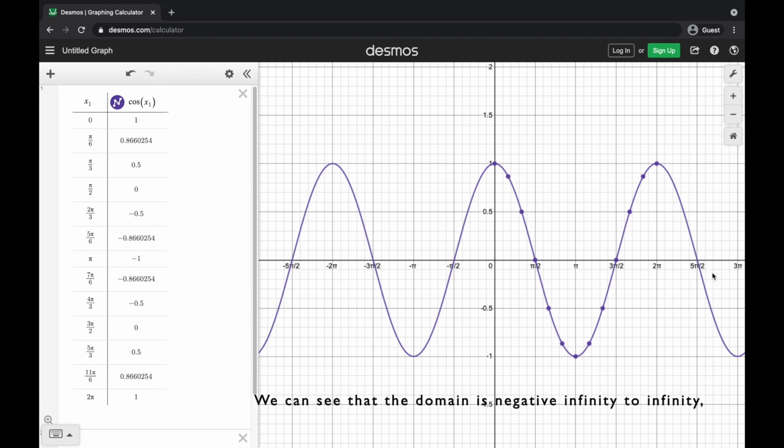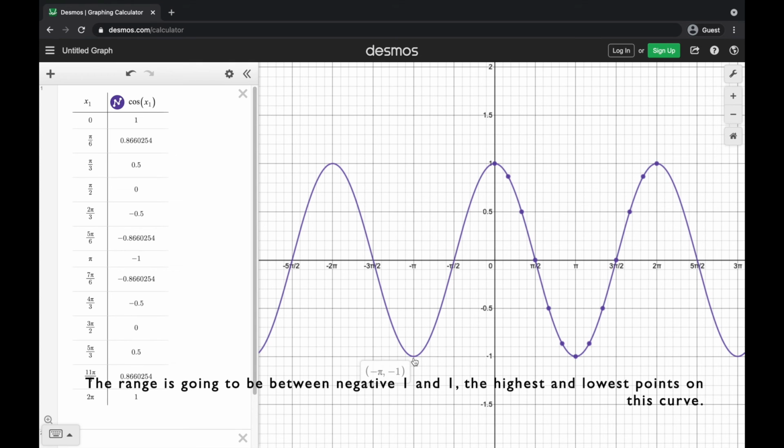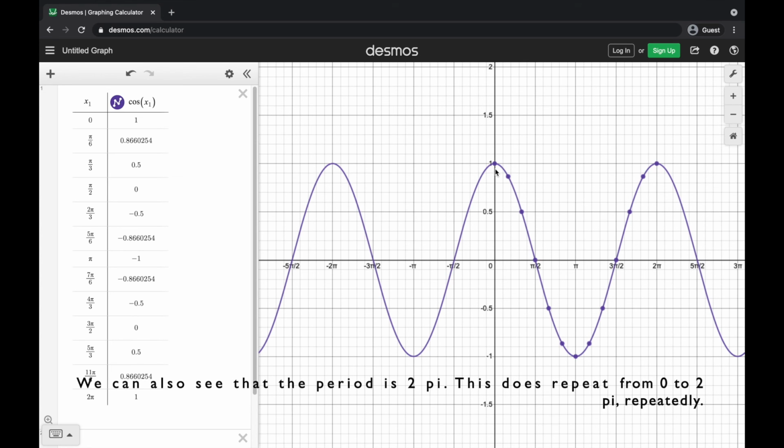We can see that the domain is negative infinity to infinity, since any input is valid along the x-axis. The range is going to be between negative 1 and 1, the highest and lowest value on this curve. We can also see that the period is 2 pi. This does repeat from 0 to 2 pi repeatedly.